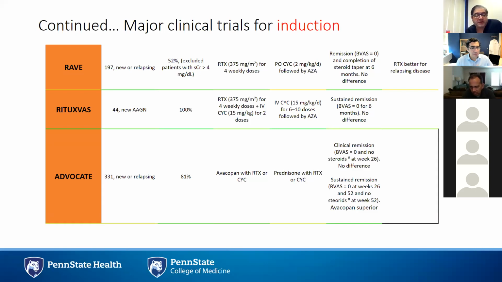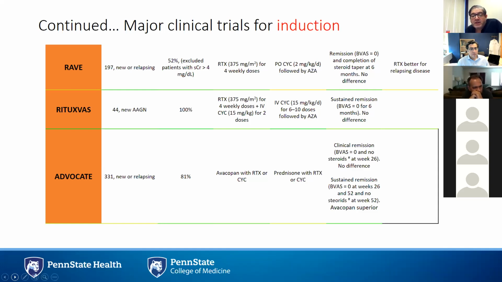Yeah, sure. Just a couple of editorial comments on RAVE. Note that in the rituximab arm, there's no maintenance. They get the 4 doses of rituximab, then they are not on AZA, they're on nothing. They just get the steroid taper and the rituximab and they're done. And yet rituximab was better for relapsing disease in this trial. So that's a remarkable long-term efficacy indication for rituximab in this disease process.